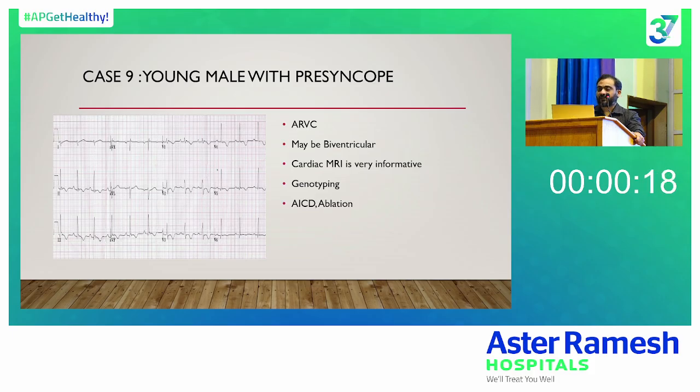Again, this is a very important thing. If you see the ECG, it is classical, with a small epsilon wave. These patients do present with syncope very early in their age. Previously, we used to call it ARVC. Now it is just arrhythmogenic cardiomyopathy. Cardiac MRI is very informative in these patients, and genotyping gives us a lot of information for managing these patients.